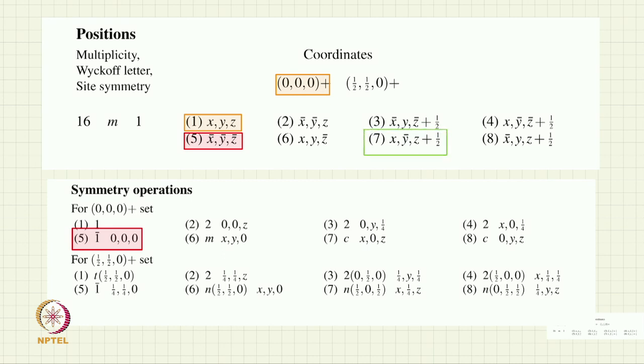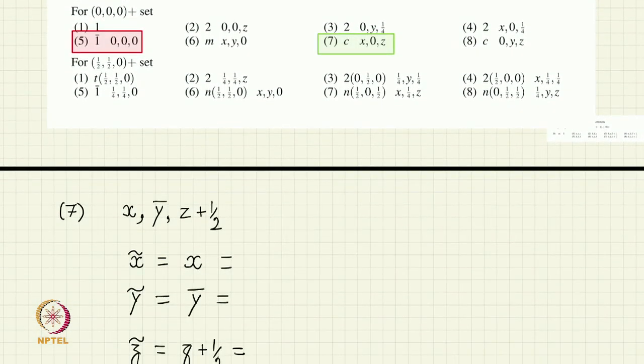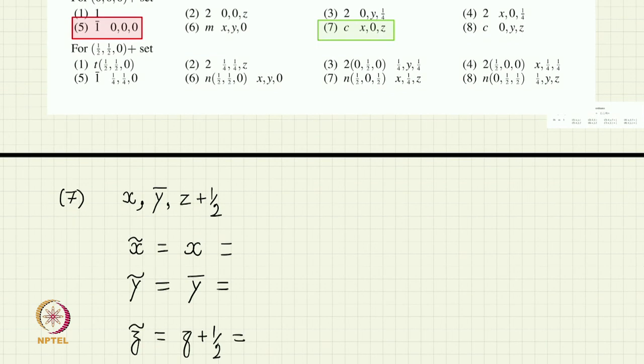For number 7, the coordinate triplet is given here as x, y bar, z plus half, and the operation is a c glide in the x 0 z plane. How do we relate this? How do we know that this coordinate triplet relates to this symmetry operation? So, let us do it mathematically. First of all, one of the beauties of the coordinate triplet is that it is a shorthand representation of the symmetry operation, the matrix column representation.